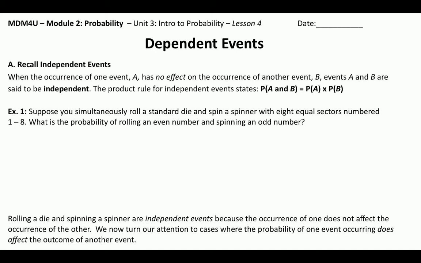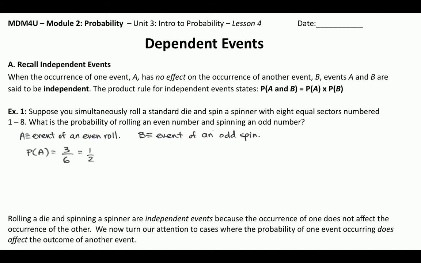Does the die have any effect on the spinner, or does the spinner have any effect on the die? No, they're independent of each other. They don't affect each other's outcome. So we know it's independent, and we can use our probability of A and B equals probability of A times probability of B. So we'll define our events. A is the event of rolling even with the die, and B is the event of spinning odd on your spinner. On a standard 6-sided die, there are 3 even numbers on there.